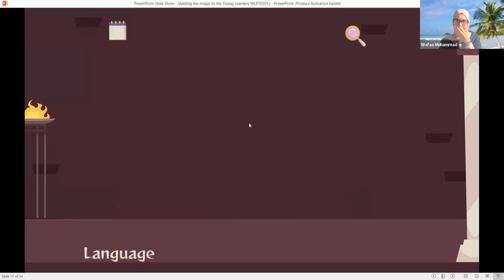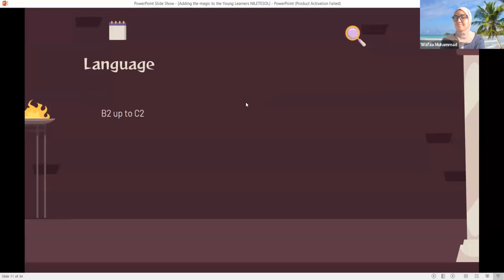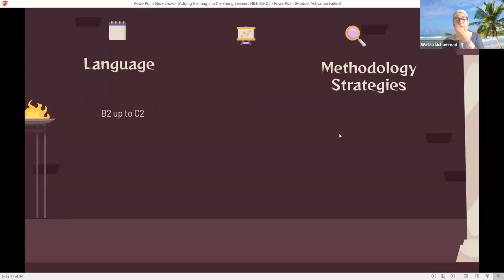Okay, what else? Your language. Your level should be B2 up to C2. So if you are not B2, you need to work hard on your level of language to get at least to the minimum required, which is B2, upper intermediate. Your methodology and strategies, you need to keep yourself up to date. This is the knowledge concerning methodology and strategies. There are a lot of new theories and methodologies about teaching nowadays: inquiry-based, task-based, project-based, brain-based learning, a lot of things over there. You need to get yourself knowledgeable about them.